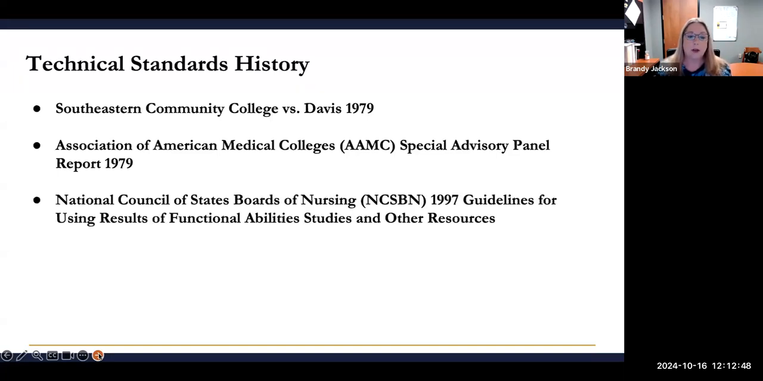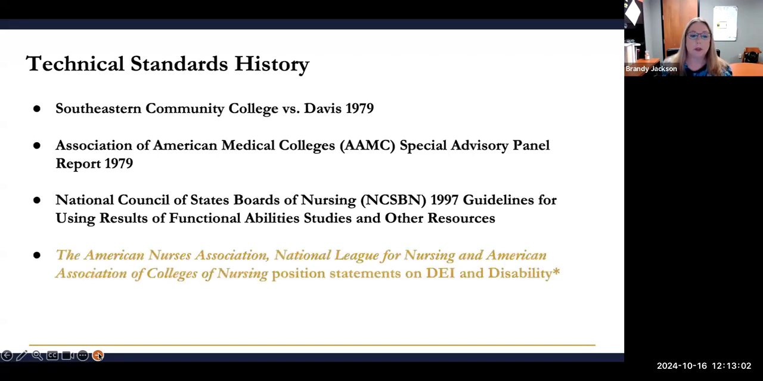Following this, the National Council of State Boards of Nursing also published guidelines. This was around 1997. They are no longer available or considered relevant for drafting technical standards today. And though they don't offer guidance on technical standards, organizations like the American Nurses Association, the National League for Nursing, and the American Association of Colleges of Nursing have all issued statements supporting the inclusion of students and nurses with disabilities in our profession.